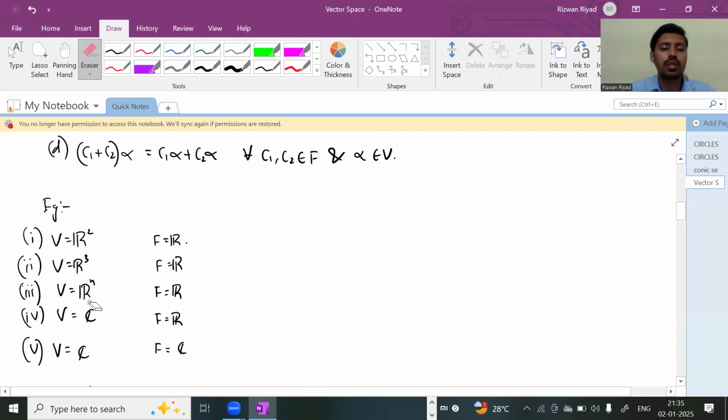Similarly, you can check the same axioms in all the other examples. Try it yourself. I hope it's clear. We will discuss more about vector space in the upcoming sections.